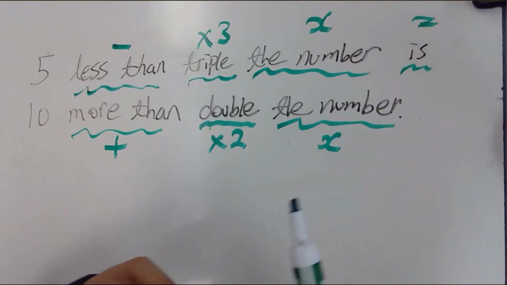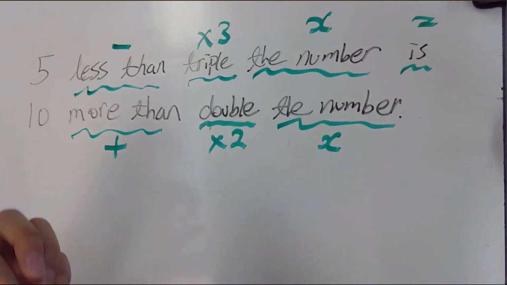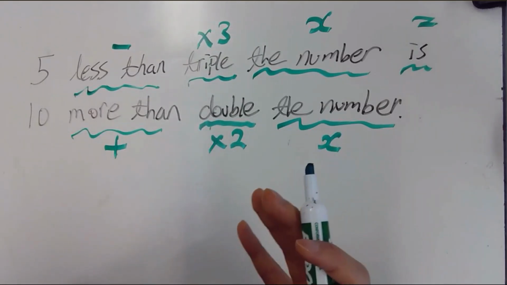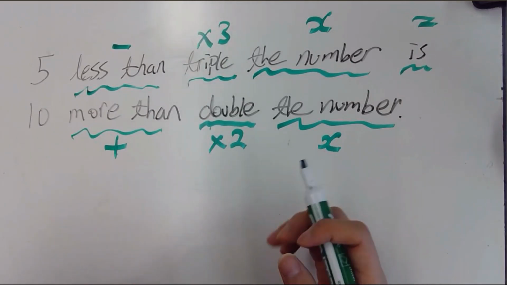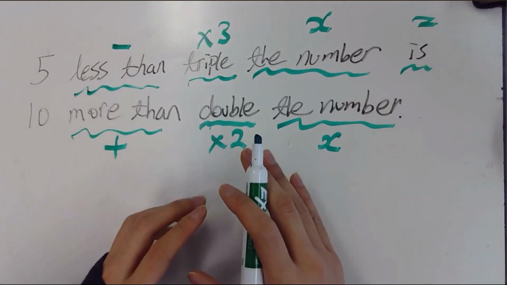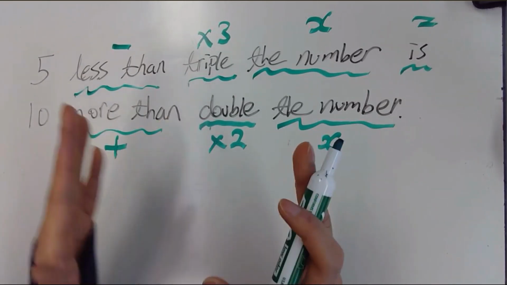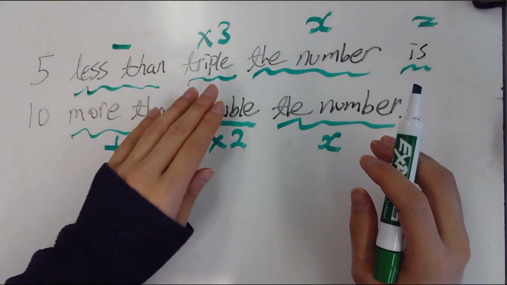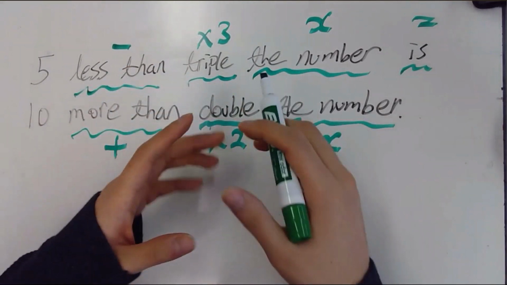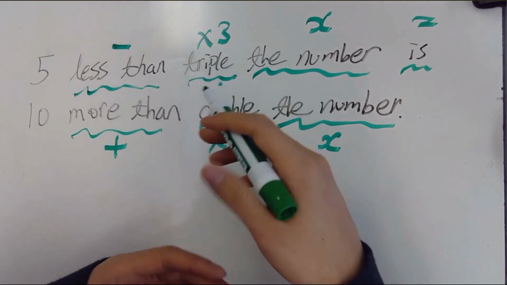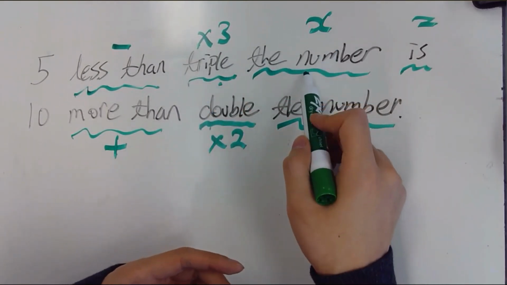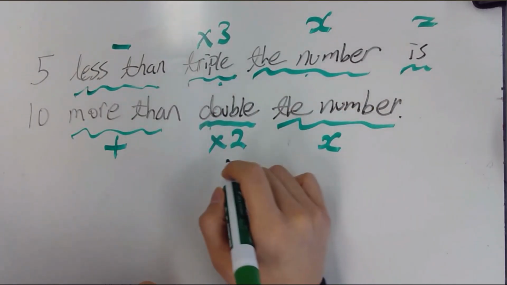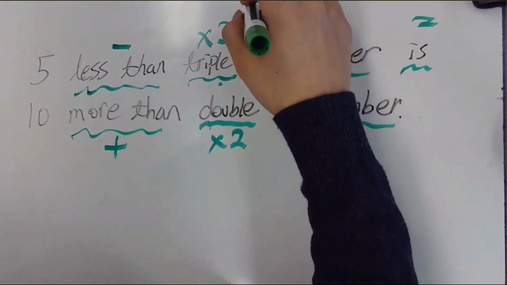Now I know what the individual words mean. But when we're trying to translate this sentence, we actually have to think about which parts go together, and how we actually say it when we read the sentence. So let's read the sentence again and see which parts are together. Over here, I have 5 less than triple the number. This triple here is an adjective, the word that describes the number. So triple the number is going to be 3 times x, which will be 3x.